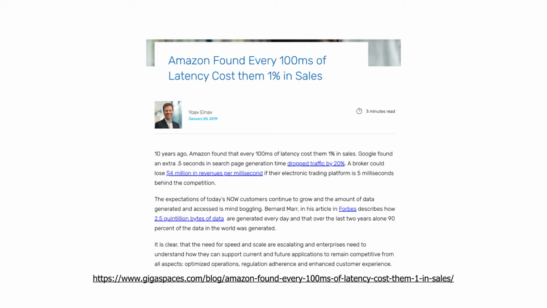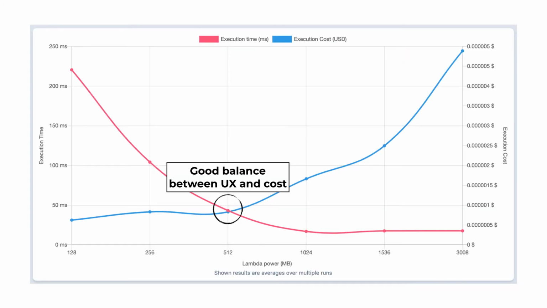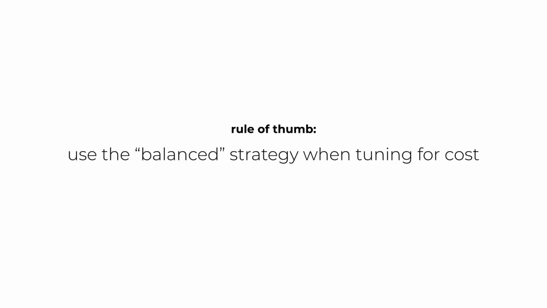So when you're tuning your function configuration for cost, I would strongly recommend that you use the balanced profile and try to find a good balance between performance and cost. And that would be my first rule of thumb.